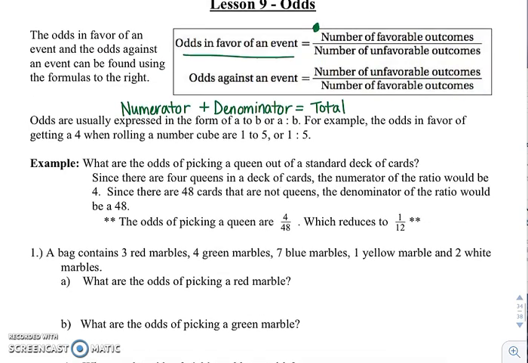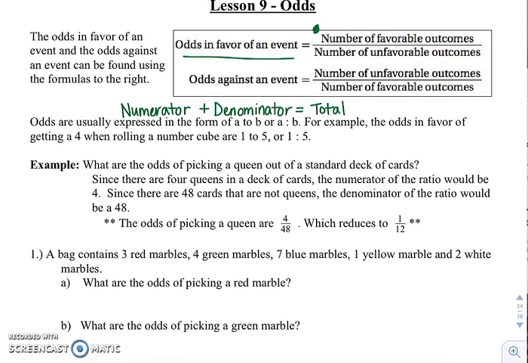So if it were to say, what are the odds of picking a queen out of a standard deck of cards? Okay, there are 4 queens, so that's what you want. 4 queens would be the numerator of your ratio. Since there are 48 cards that aren't queen, that's the bottom. So odds would be 4 to 48. 4 plus 48 equals your 52 cards. We still can reduce it to 1 to 12.